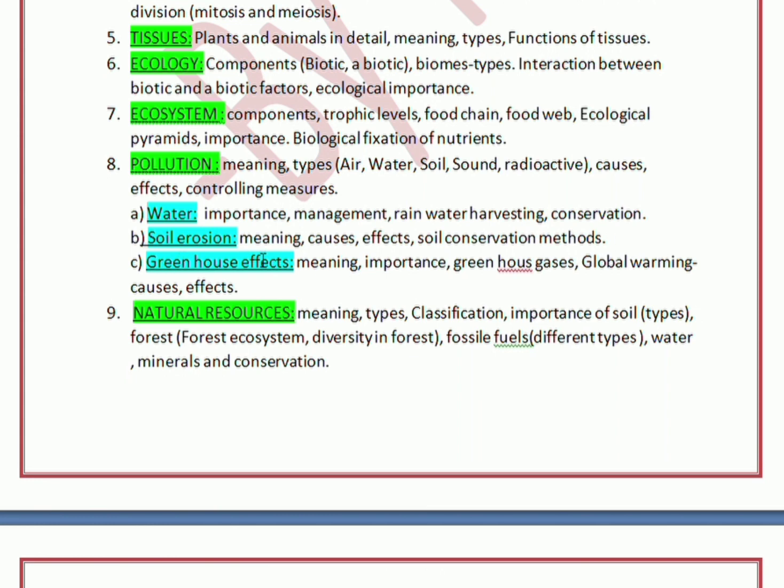Along with that, soil erosion, meaning, causes. So here you will discuss the concept of soil erosion also, along with the methods, conservation methods.